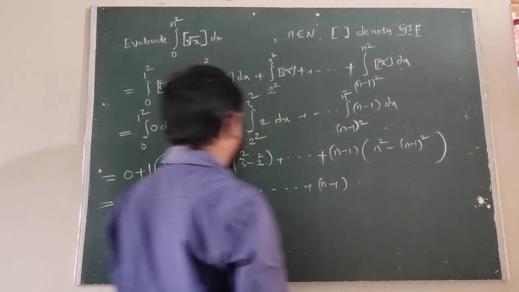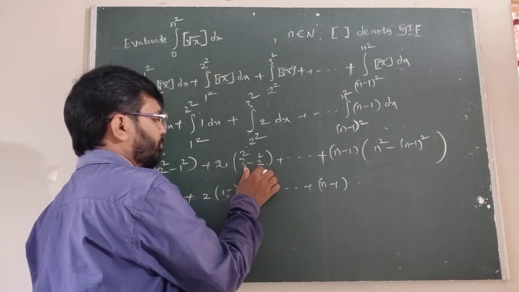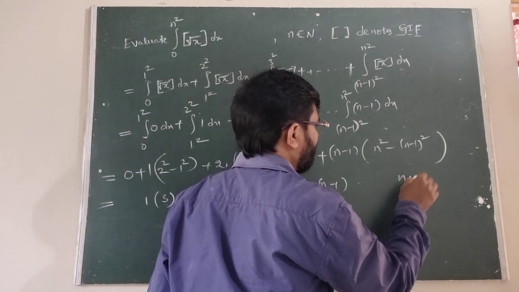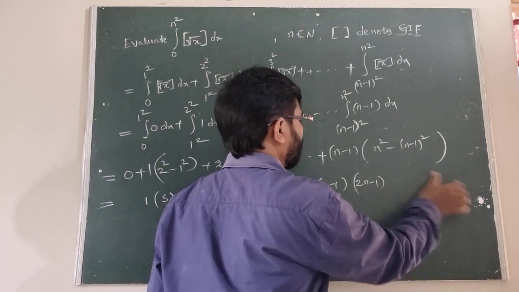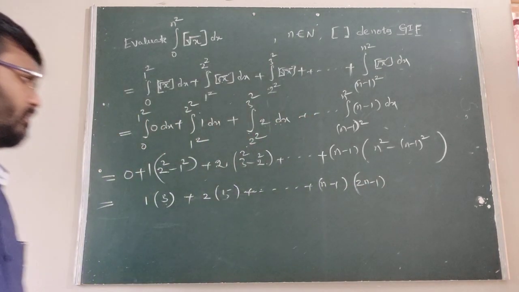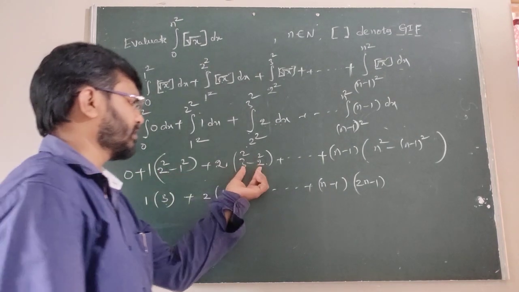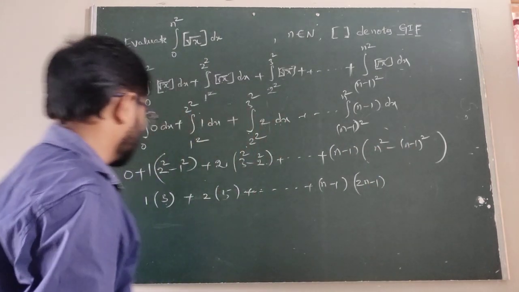First of all, a minus b is always 1. A plus b must be 3 plus 2, 5. Here also a plus b is 2n minus 1. Okay, 2n minus 1, a plus b. Undoubtedly a minus b here is 1, here also a minus b is 1, here also a minus b is n minus n, cancel, minus of minus plus, 1.